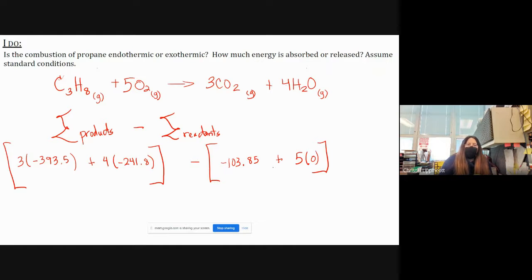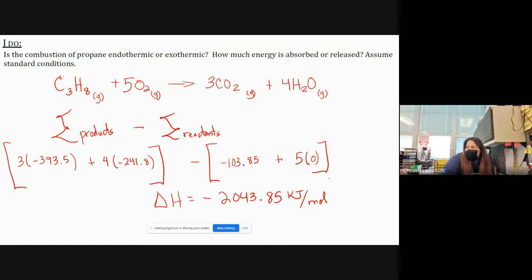You good? Okay. Now we add these together, and you should come up with delta H equaling a negative 2043.85, and that's kilojoules per mole, for your answer. All right. Everybody cool with that?